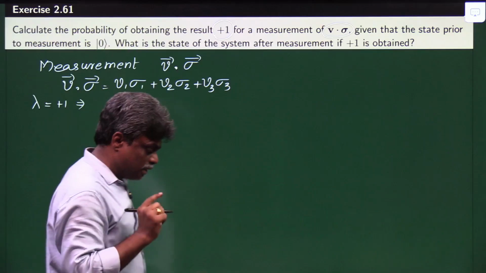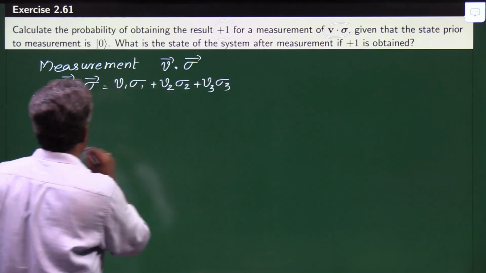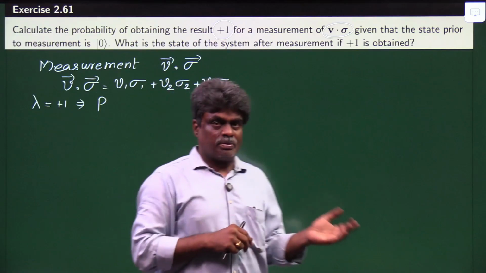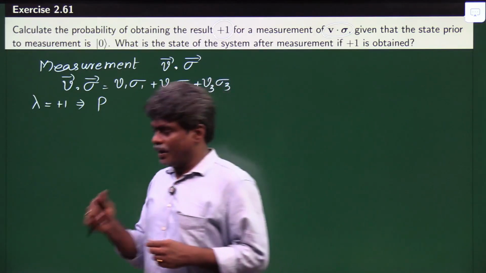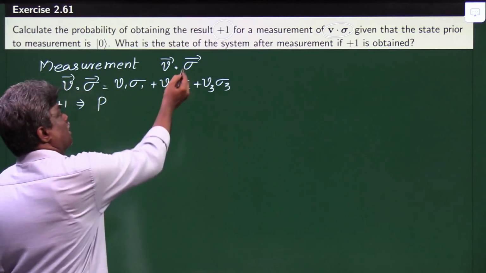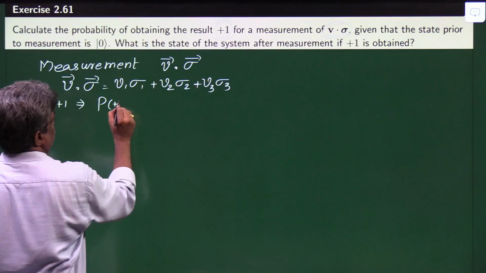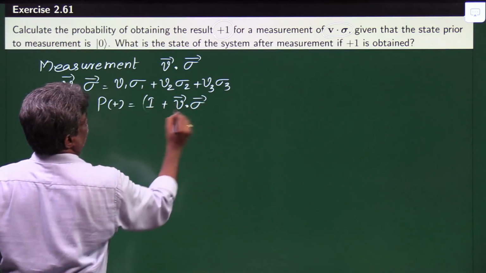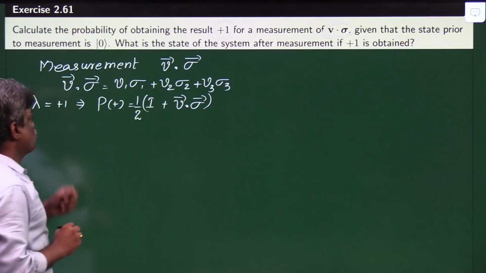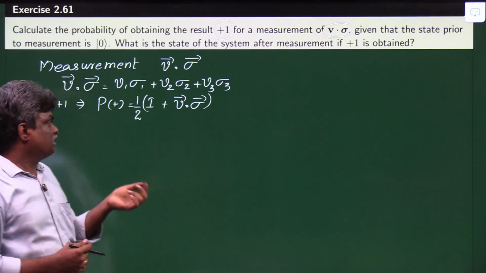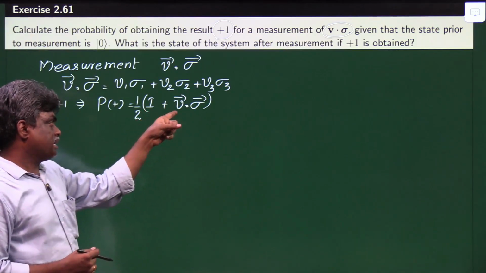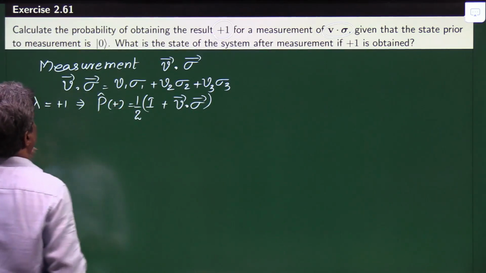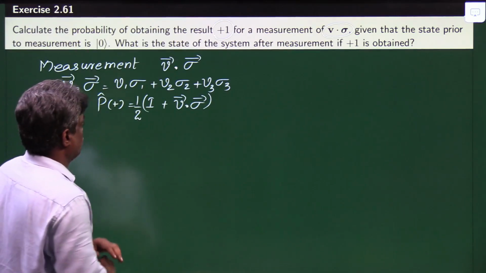If lambda equals plus 1, the corresponding projector, as we have already discussed in earlier questions, the two projectors are P plus or minus equal to (I plus or minus V bar dot sigma) by 2. So here we have plus, so that's why (identity plus V bar dot sigma) whole by 2. If you are talking about the result minus 1, then you have to take 1 by 2 (identity minus V bar dot sigma bar). Cool. Now we got the operator.